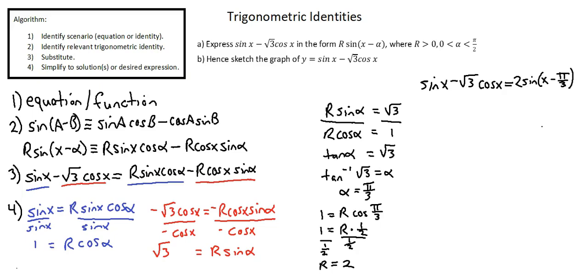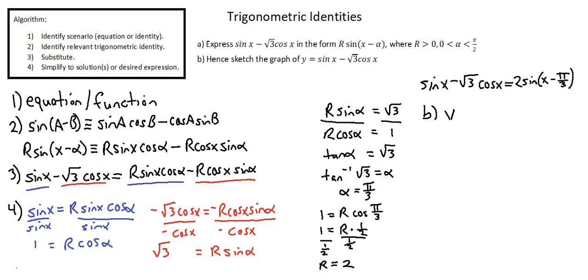Okay, welcome back. We're continuing with Trigonometric Identities, Example 6. Moving on to Requirement B, hence, and a comment regarding the word hence. Hence instructs you to use prior work. So we want to use what we did in A and apply that to the requirement in B. Hence, sketch the graph of y equals sine x minus root 3 cosine x.